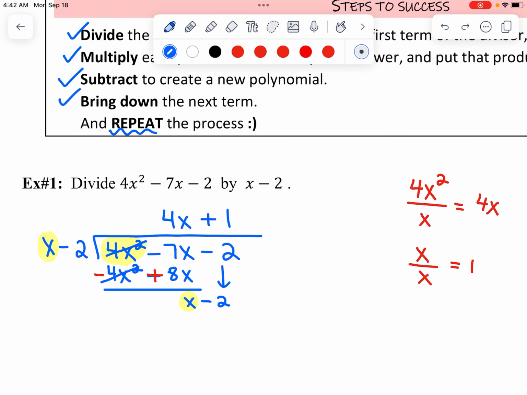So 1 times x is x. 1 times negative 2 is negative 2. For my subtraction step, remember, I'm just going to change their signs. And you'll notice here, everything crosses out. We have a positive and a negative x, a positive and a negative 2, which means we have no remainder. So our final answer is just our quotient of 4x plus 1.